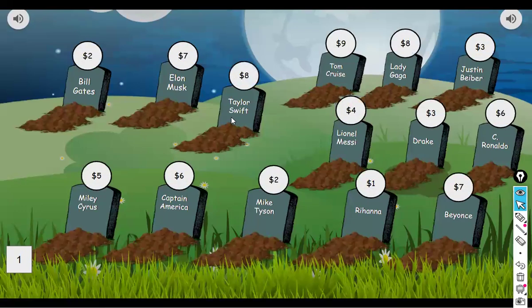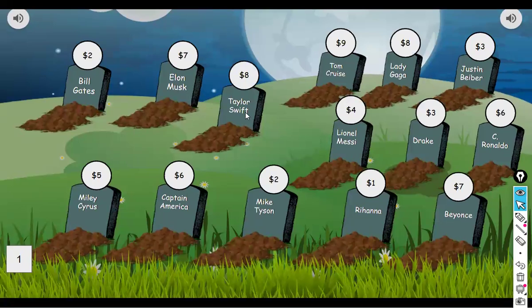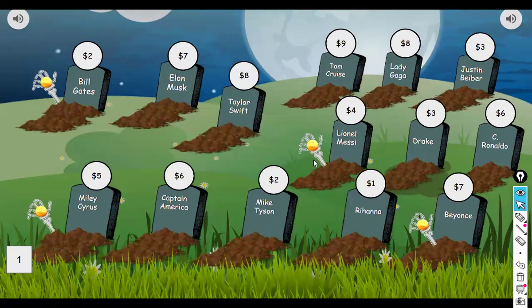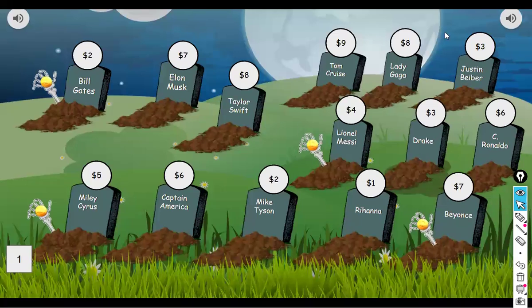All right, count up how much money you got. Like if you chose Bill Gates, Elon Musk, and Taylor Swift, it's 2 plus 7 plus 8. Also, if your grave has a skeleton hand, you get an extra $5. Each skeleton hand is worth an additional $5. So let me know how much money you got. Keep track of it. And then we're going to go to the dungeon and pay some ransoms.